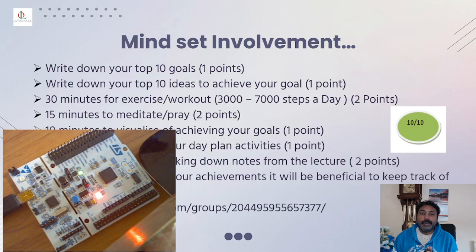And please don't forget about the involvement. Write down your top 10 goals and write 10 top ideas to achieve those goals. And please spend at least 30 minutes to do your exercise to keep your fitness level up. And also spend 15 minutes to just meditate, so you clear off all the stress out of your mind, so you can be fresh. And 10 minutes to actually visualize those goals, pretending that you have already achieved them, and then another 10 minutes to generate a flow for the rest of the day or for tomorrow.